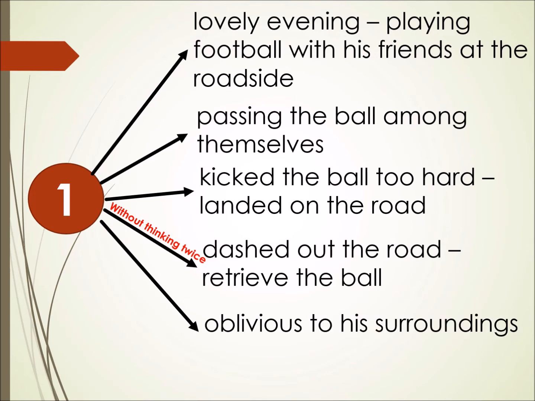He was oblivious to his surroundings. When you write someone is oblivious to the surroundings, it means he is not paying attention, or he is not being alert to his surroundings. Can you understand? He was oblivious to his surroundings. At that time, in his eyes, he could only see the ball but not other things. Can you understand? This is your first paragraph.